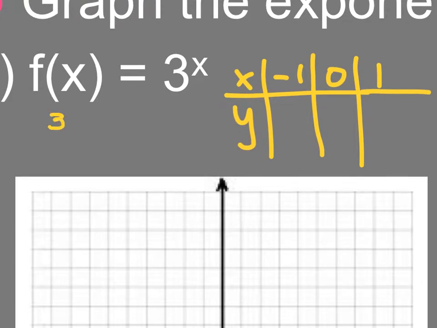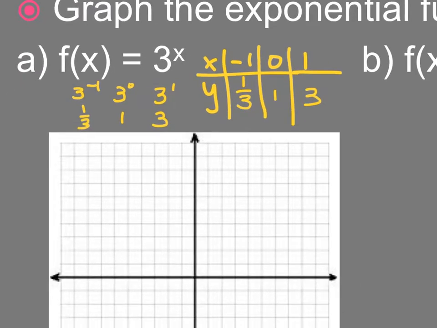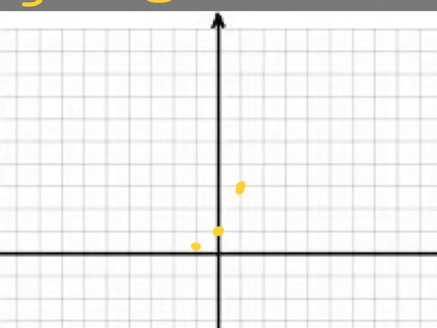So 3 to the -1 is what? What happens when I have a negative exponent? Good. It becomes the fraction. So if it's in the numerator, it goes to the denominator, which makes this 1/3. So I get 1/3. 3 to the 0 is 1. 3 to the first is 3. And then I plot those 3 points. -1 and 1/3, 0, 1, and 1, 3.